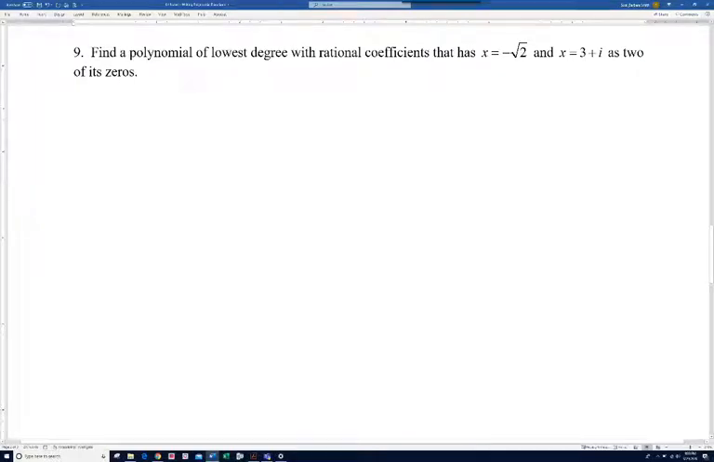It says, find a polynomial of lowest degree with rational coefficients that has x equals negative square root of 2 and x equals 3 plus i as two of its zeros. All right, so if x equals negative the square root of 2 is a zero, then we know the square root of 2 is also a zero. And if 3 plus i is a zero, we know that 3 minus i is a zero.